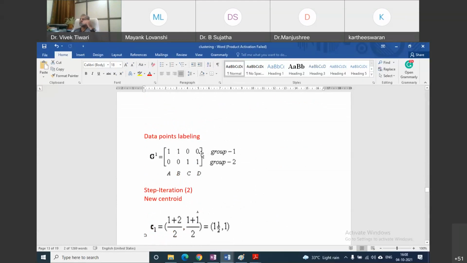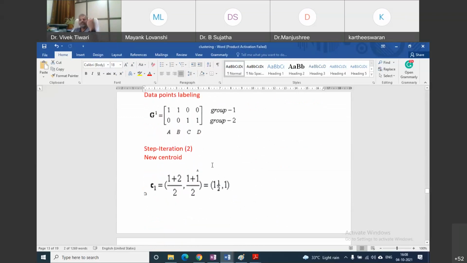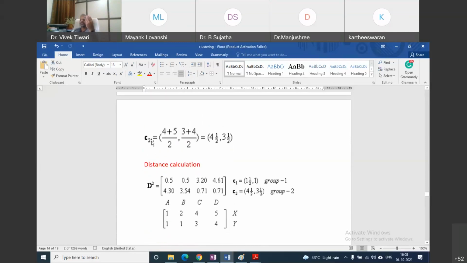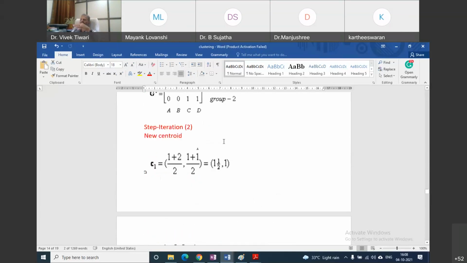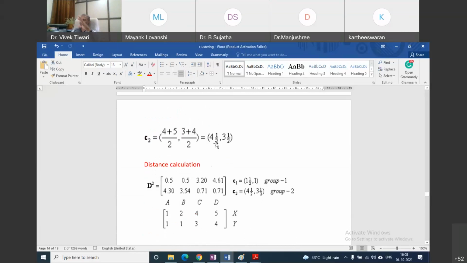Means during the iterative process, data points are changing the boundary. Data points are changing the boundary. So we have to keep on with our iterative process. We have to calculate the new centroid. This is the new centroid C1 using these 2 data points. Similarly, the new centroid C2 by including these 2 data points. So we have 2 centroids, C1 and C2, now. We have to again repeat the process.